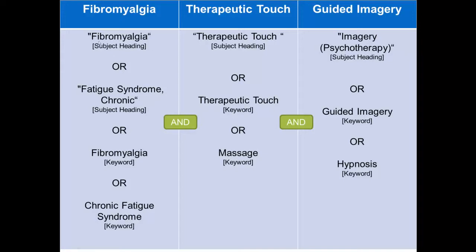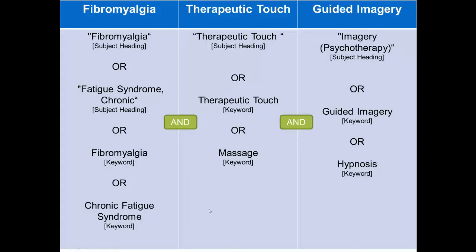And so what I would do here is or these all together to pull every article that either had fibromyalgia as a subject heading or chronic fatigue syndrome as a subject heading or has either of those terms as a keyword, therefore ensuring that I'm finding all of the articles, and so the number of articles I'm going to get are pretty large. I would do the same thing when it comes to therapeutic touch and guided imagery. And then you'll notice there'll be a large number for fibromyalgia, a large number for therapeutic touch, and a large number for guided imagery.